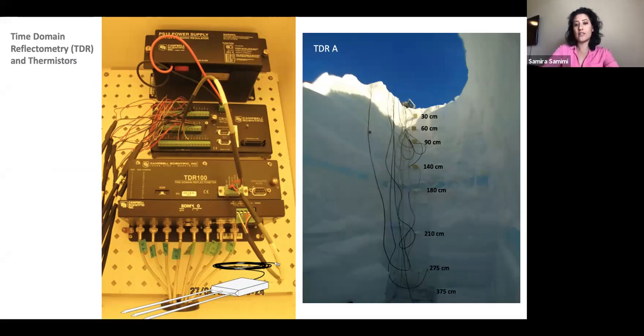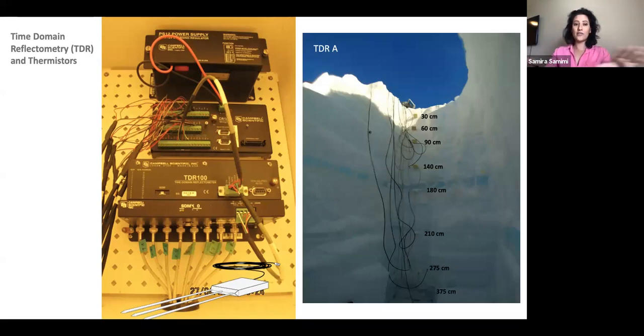Eight TDRs were installed in each pit to measure the depth of meltwater retention. And thermistors were installed right beside each one of the TDRs for continuous measurements of snow and firn temperature and meltwater retention, to track the signature of meltwater advection and latent heat release from refreezing. These sensors were installed immediately above and below each thick ice layer, because I wanted to test whether they acted as impermeable barriers to water flow.